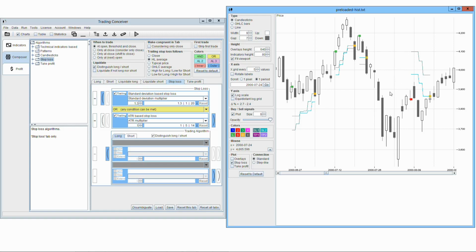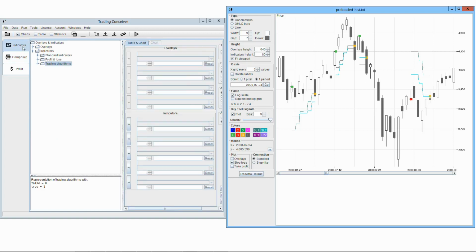If you want to see where a stop-loss is triggered, the easiest way is just to watch the graph. If holding a long position, the stop-loss is triggered whenever the price is at or below the stop-loss level. If holding a short position, the stop-loss is triggered whenever the price is at or above the stop-loss level. You can also see when a stop-loss is triggered through the dedicated indicators.